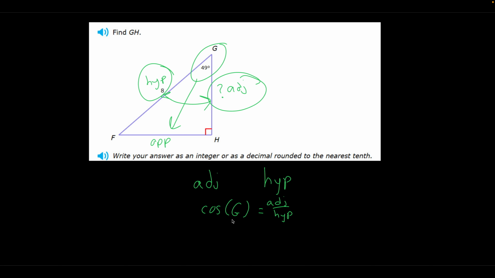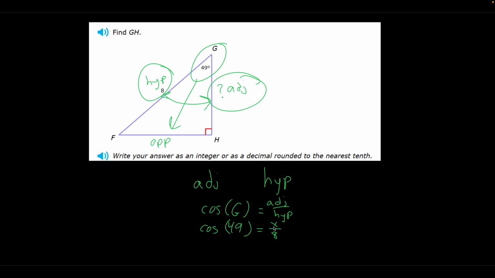Well, we know some numbers here. We know what G is. So we can write the cosine of 49 degrees is equal to the adjacent side. We don't know what the adjacent side is, so let's put an x, over the hypotenuse, which we do know is 8. Well, now this is an equation, okay, and this follows all the rules of equations.